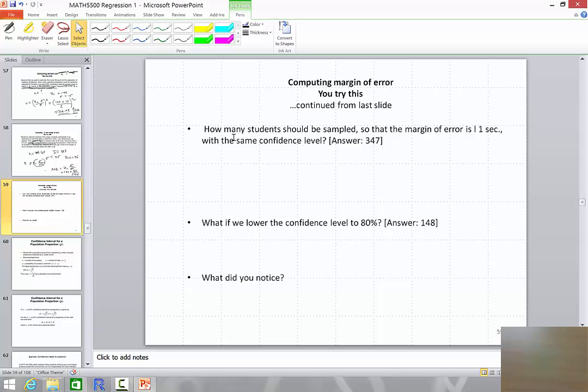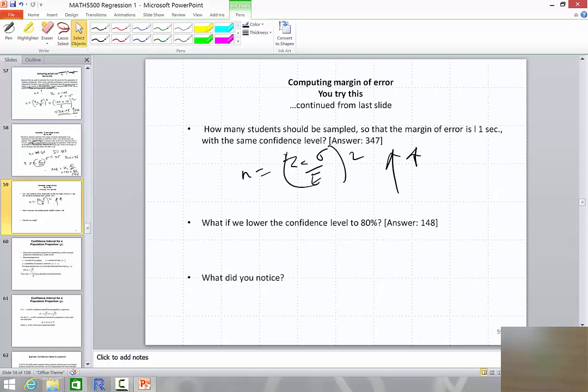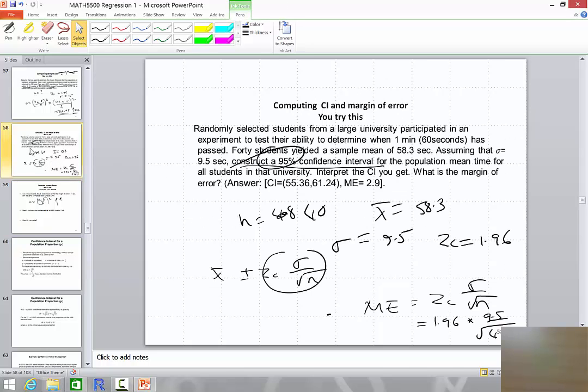Continue from the last slide. How many students should be sampled? That means in this case they are asking for n, and it is the same formula, z critical times sigma divided by E, squared, and then you need to round up. Z critical is the same as the one you had earlier, 95%, right? Sigma is the same thing. The margin of error is 1 second. Let me see, give me 1 second. How much was sigma here? 9.5.